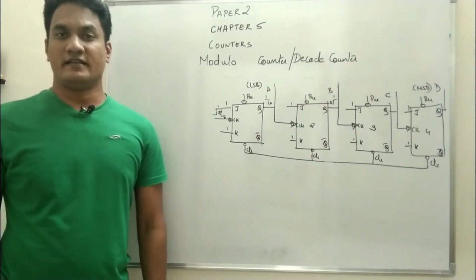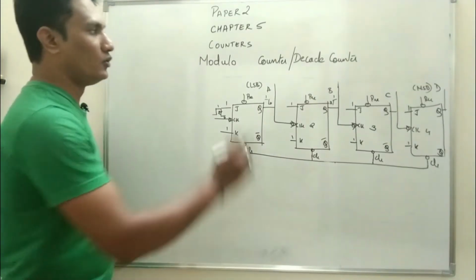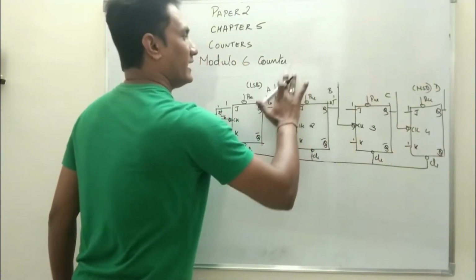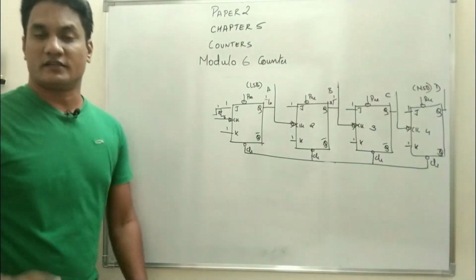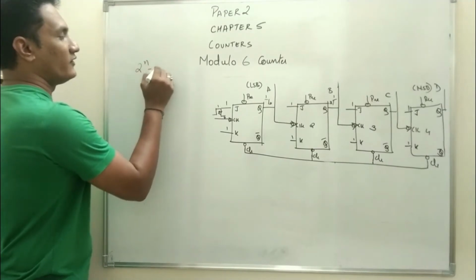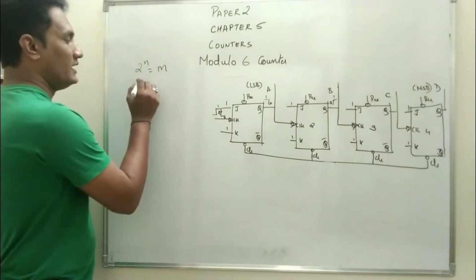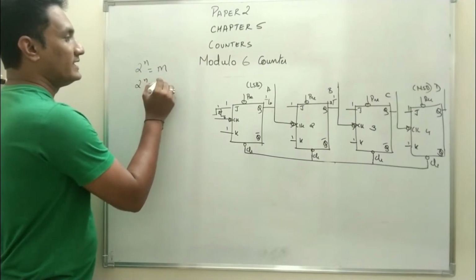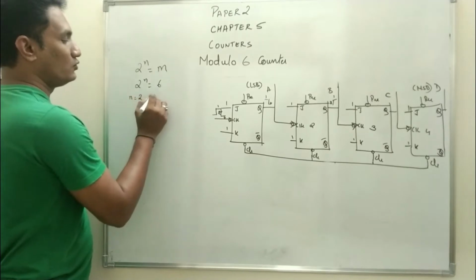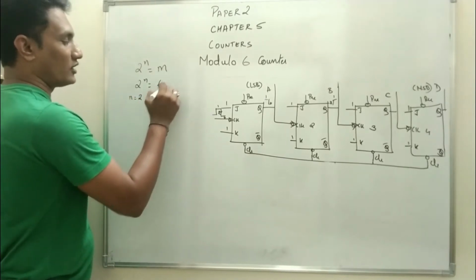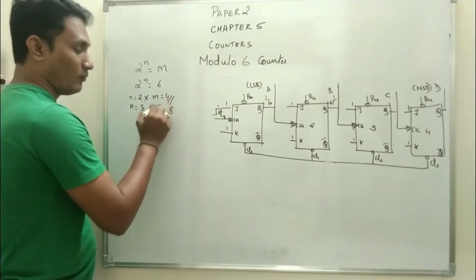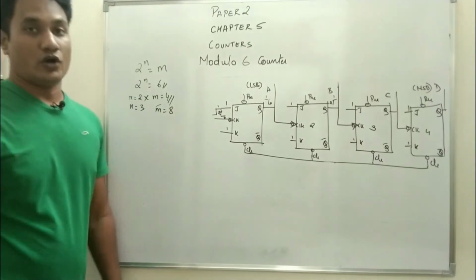Let us now design one more modulo counter, say a modulo 6 counter. Again I'll tell you the steps to be followed. The first is to decide the number of flip-flops: 2 raised to power n is equal to m, where m is the modulo, 6. If you take n equal to 2, m will be 4, which is not possible. If you take n equal to 3, m will be 8. So from a modulo 8 counter you can easily design a modulo 6 counter.